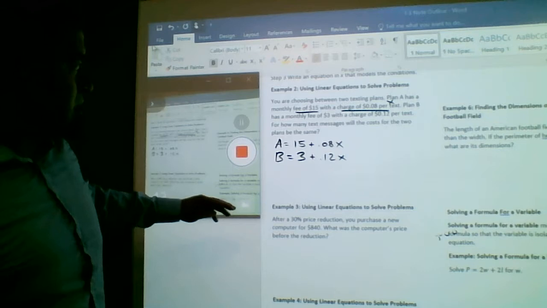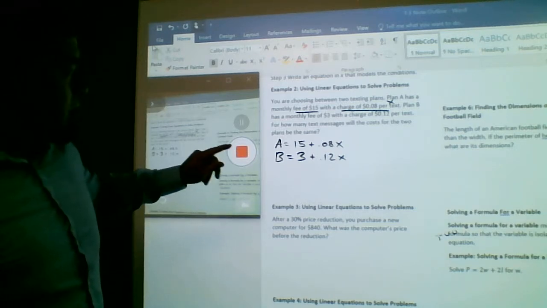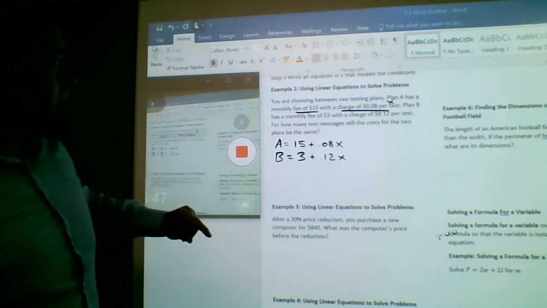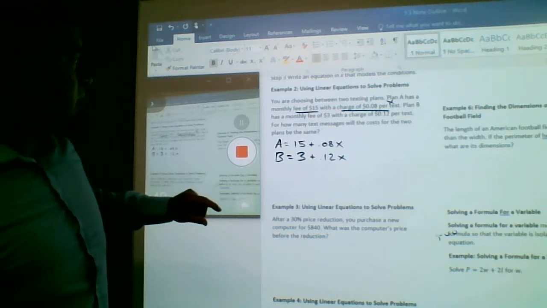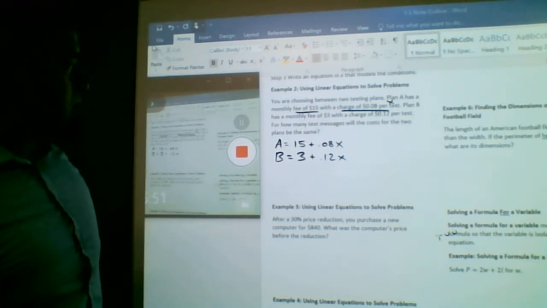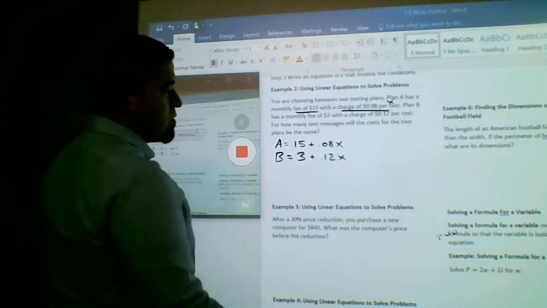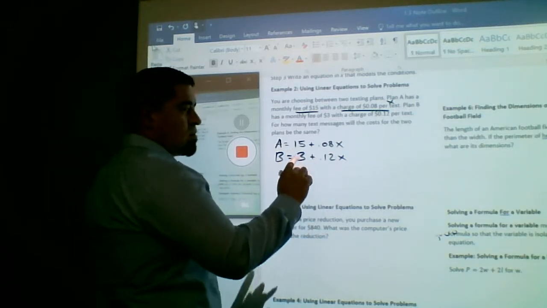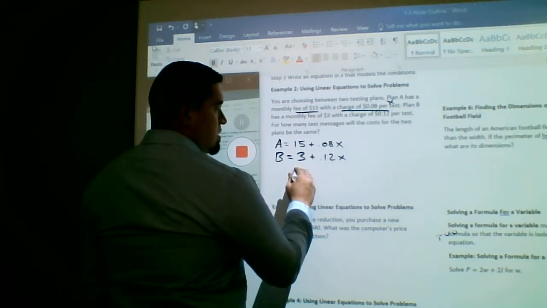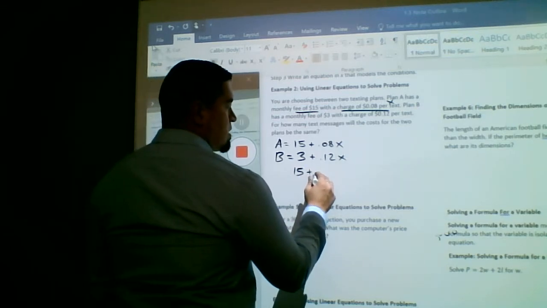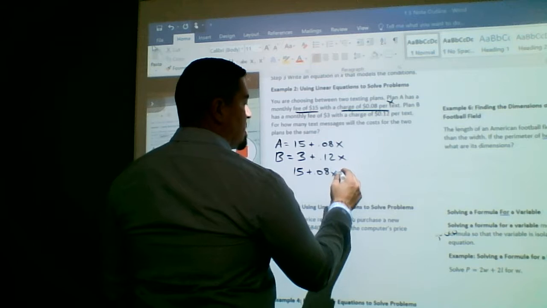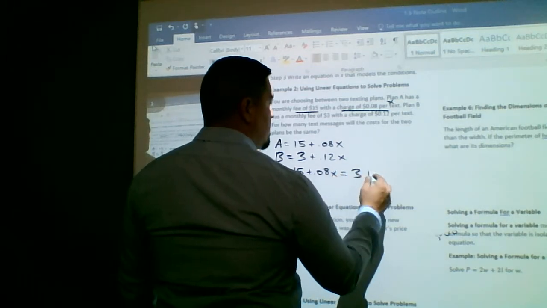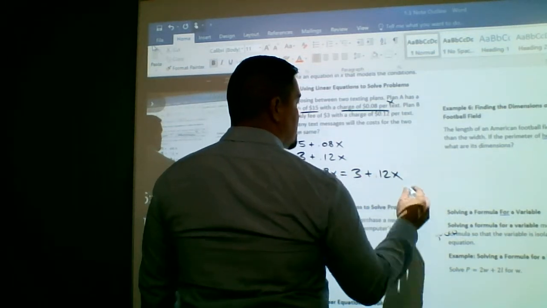They don't do this as much anymore. But I want to know, when do these plans cost the same? For how many text messages will the cost for the two plans be the same? In other words, I want to set these two equations equal because I want to know when they're the same. So I'm going to set 15 plus 0.08x equal to 3 plus 0.12x.